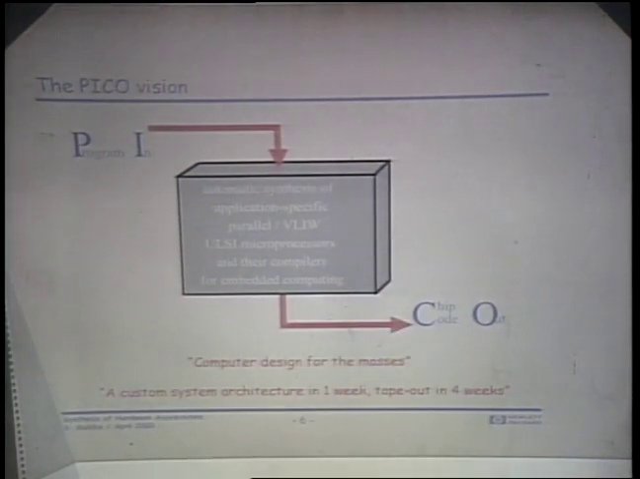This black box is essentially an automatic synthesis tool to create custom microprocessors and the compiler to go with the microprocessor, or a custom coprocessor. So it's trying to produce an application-specific design for a particular application. Give me a specialized piece of hardware to run that piece of code very well.